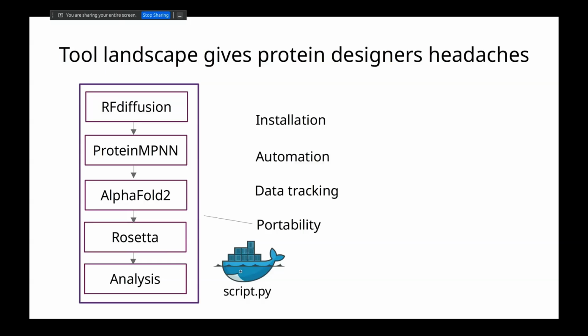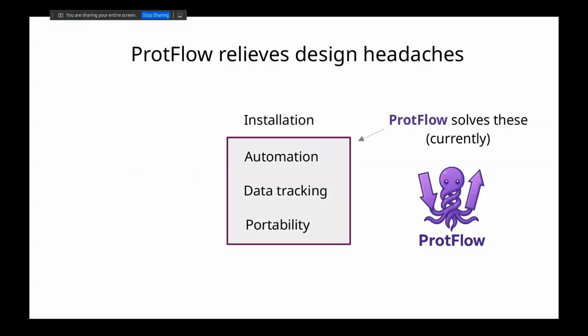And out of these 4 problems that, let's say, we identified while working with designing proteins, we developed ProtFlow, which is a Python library. So it's pure Python, to solve the automation, the data tracking, and the portability problems. We didn't try to solve the installation problem yet, because this really changes with tools over time very quickly, especially if you want to stay updated on the latest versions of every tool. So this was, for now, too much work for us, but we will be open for inputs.